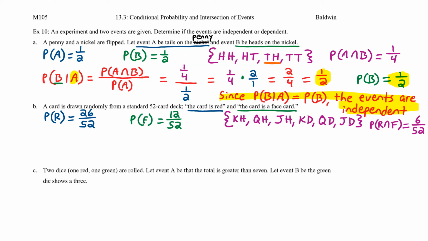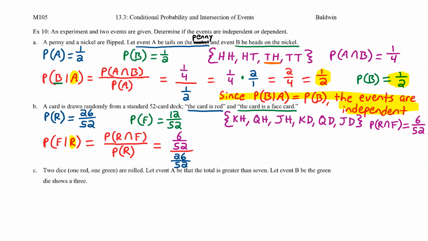So we set this up. The probability of the face card, given that it was red, the numerator we said is the probability of the intersection over the probability of that event listed behind the conditional, the vertical bar. So we substitute in, we found the intersection was 6 over 52. And then we are dividing by the probability of red, which is 26 over 52.